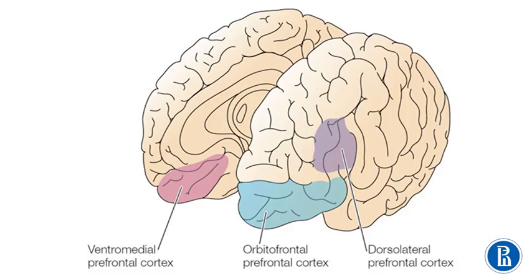Orbitofrontal cortex, the cortex above our eyes. Dorsolateral prefrontal cortex, the cortex on the outer surface of the hemispheres that is located in the upper portion of the brain. And ventromedial prefrontal cortex. This is a medial portion of the orbitofrontal cortex localized on the inner surface of the hemispheres.